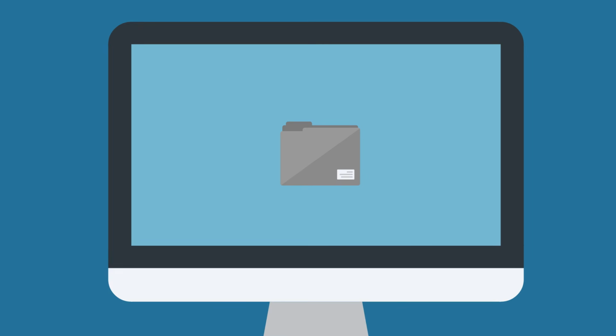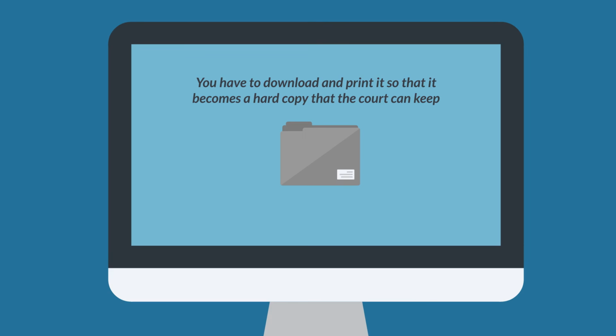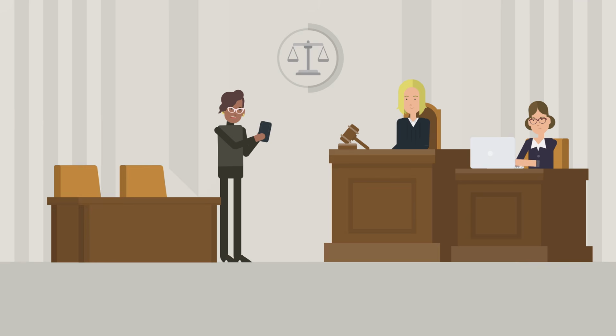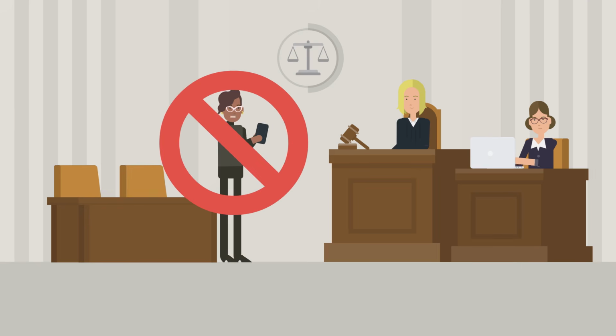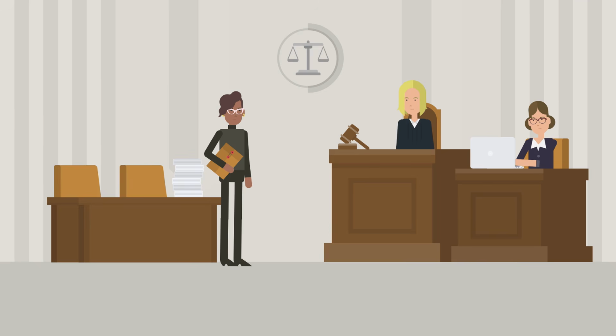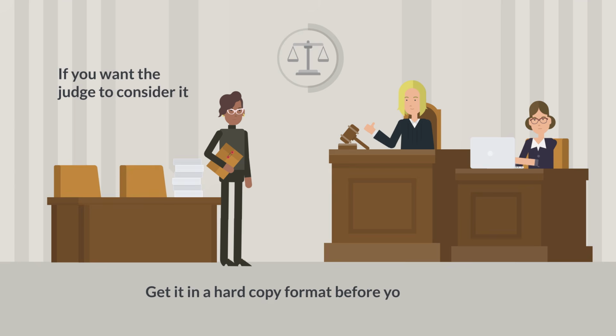you have to download that and print it off in a way, again, that can be a hard copy form that the court can keep. What that means is you can't come in with your cell phone and say, Judge, can I show you this text message that I got from so-and-so? That's not going to be acceptable because we can't keep your cell phone. So again, this is where preparation is really important. If you think there's something electronically stored that you want the judge to consider, make sure you're getting that in a hard copy format before your actual hearing.